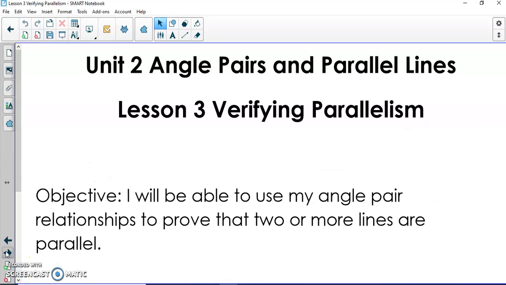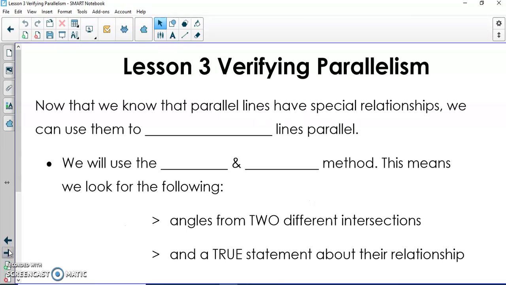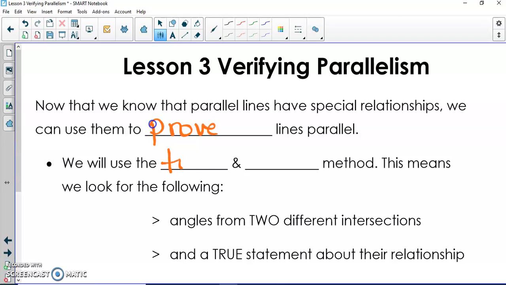In today's lesson, you will be able to use your angle pair relationships to prove that two or more lines are parallel. This is our unit number 2, lesson number 3 on verifying that we have parallel lines. Now that we know that parallel lines have special relationships, we can use them to prove that we have two lines that are parallel. We are going to use a method called the two and true method.